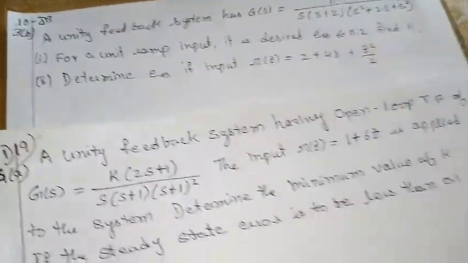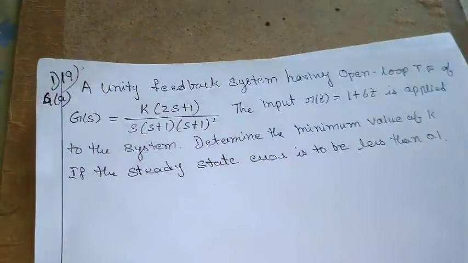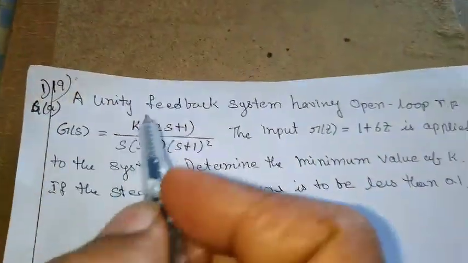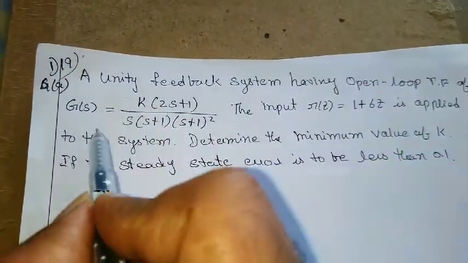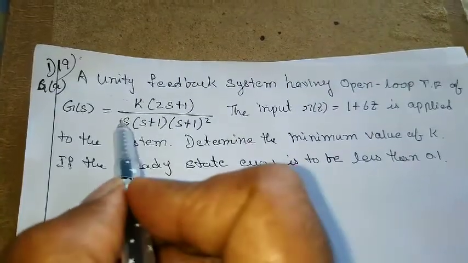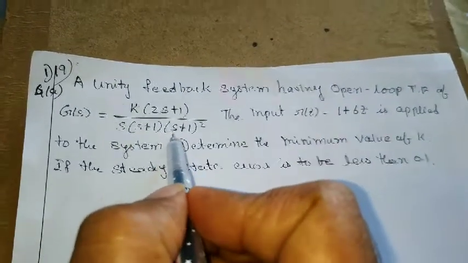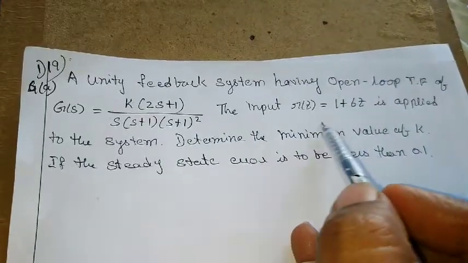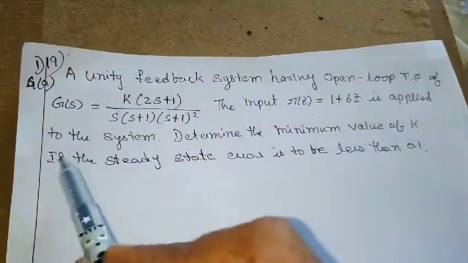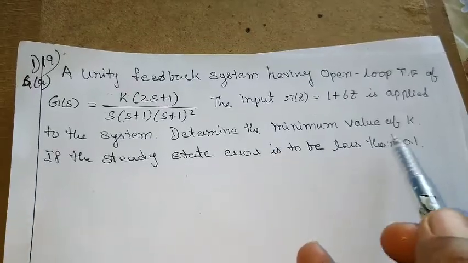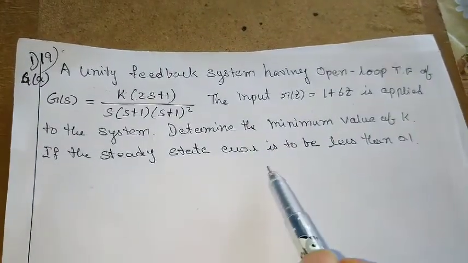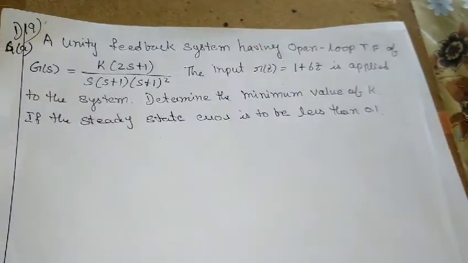So now we will do one more university problem. This is a January 2019 problem. A unity feedback system has an open loop transfer function G(s) = K(2s+1) / (s(s+1)(s+1)^2). The input r(t) = 1 + 2t is applied to the system. Determine the maximum value of K if the steady state error is less than 0.1.